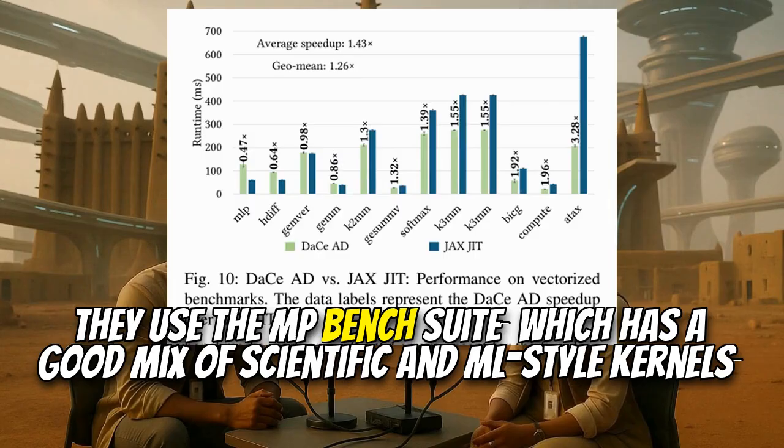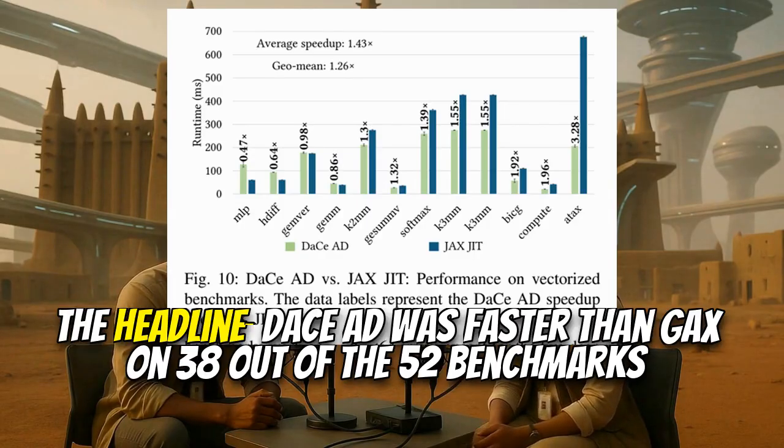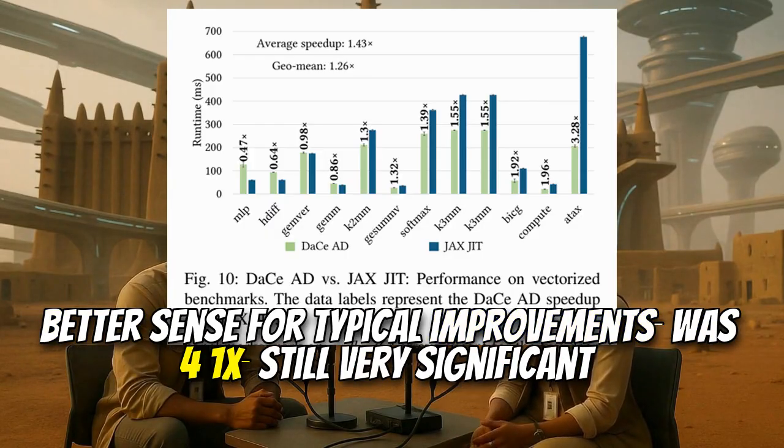They used the NPBench suite, which has a good mix of scientific and ML-style kernels, ran it on Intel Xeon CPUs, and carefully validated the gradient results. The headline: DaCe AD was faster than JAX on 38 out of the 52 benchmarks. The average speedup was huge, 92x. Though the geometric mean, which often gives a better sense for typical improvements, was 4.1x, still very significant.